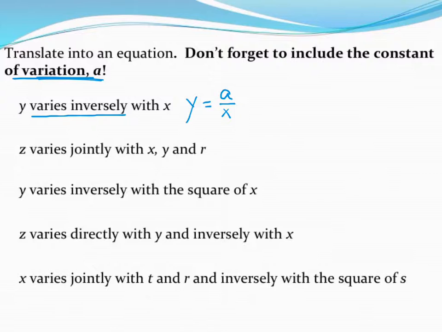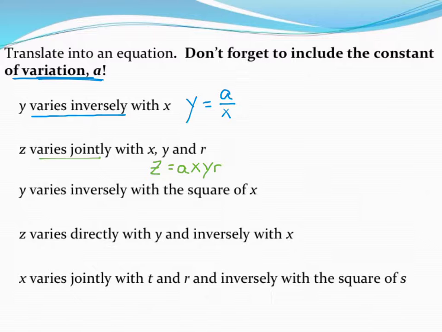Next up, we see that z varies jointly with x, r, and y. All varies jointly means is that everything varies directly. So rather than just do a single variable times our constant of variation, we have multiple variables. Let's go in the order that the letters are presented. So z will come first. So I'll say z equals a. Remember, there's always an a. Every single problem will have an a in it, the constant of variation. And then varying jointly just means times x, times y, times r. And that can keep going. We can have as many letters as we want with varies jointly. They just keep multiplying.